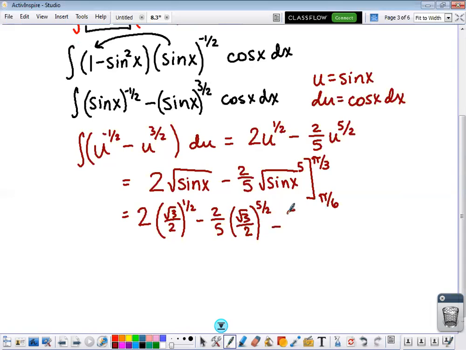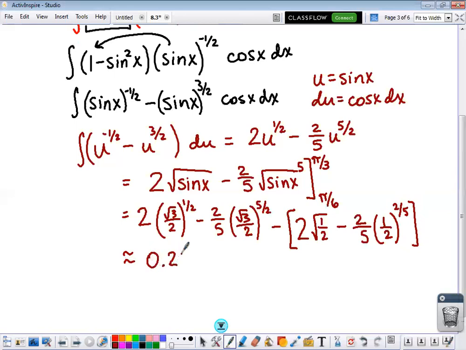Okay, minus, so that was the upper limit plugged in. Now the lower limit: sine of 30 is 1/2, so that's the square root of 1/2. And then minus 2/5 times the square root of 1/2 to the 5th, or we'll just put 1/2 to the 5/2. All right, so I actually just plugged all of that into the calculator, and I ended up getting about 0.239. Okay, and you will not have one like that, but it's okay to be exposed to some of these harder problems.